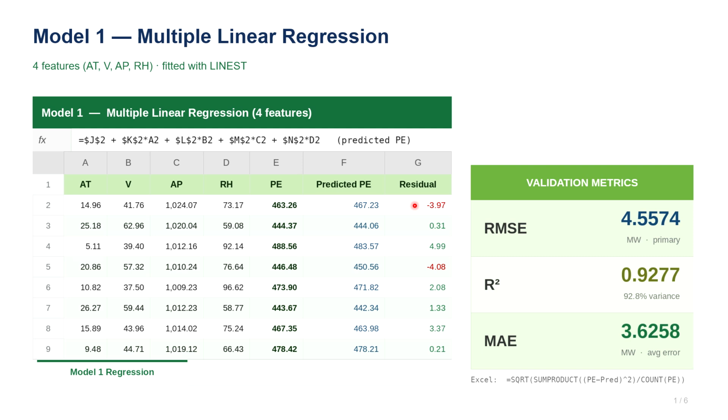For features, I use all 4 ambient variables. You can see them in columns A through D. Temperature, exhaust vacuum, ambient pressure, and relative humidity. Temperature and vacuum have the strongest correlation with output, but all 4 contribute.